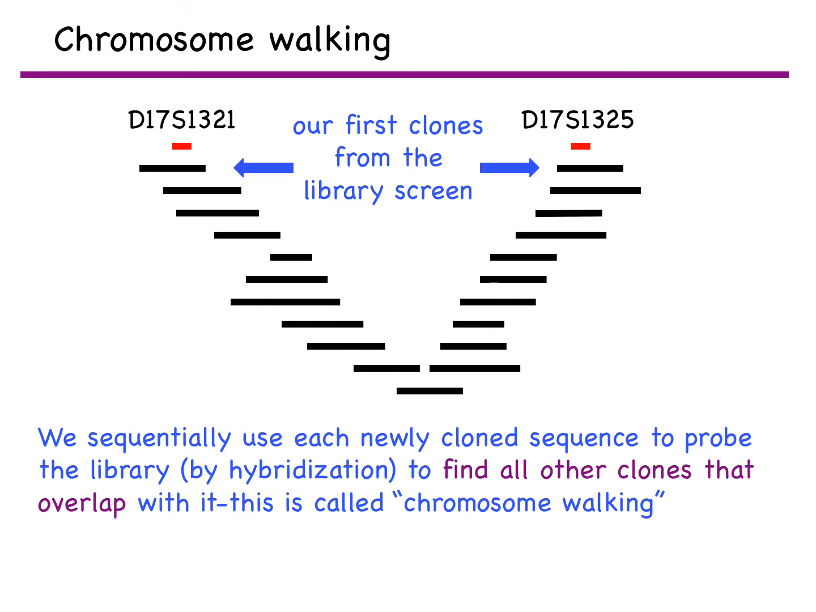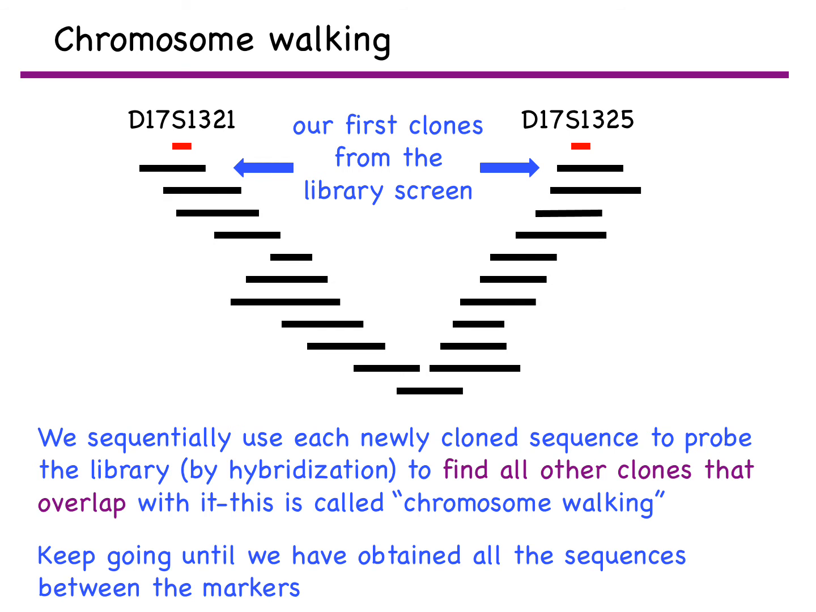So each time you pull out a clone, you sequence it. And then eventually you're going to pull out clones where the sequences overlap. By doing this, you're basically going to get all the sequences between the two markers that you used in your gene mapping experiment. And again, this is called chromosome walking, because essentially you're just walking towards the two markers that flank the gene of interest.